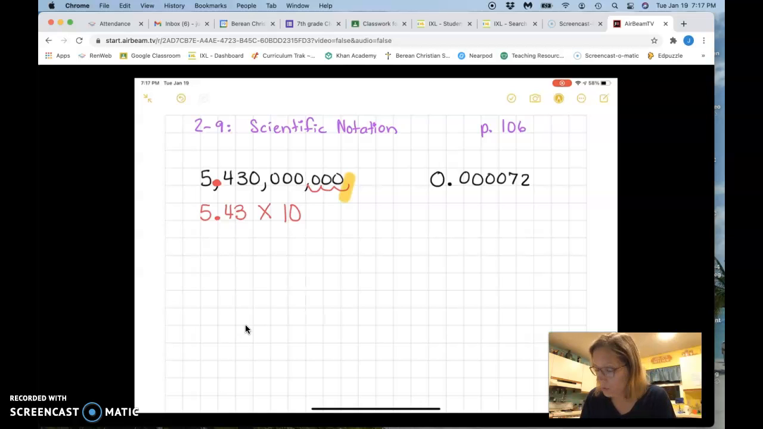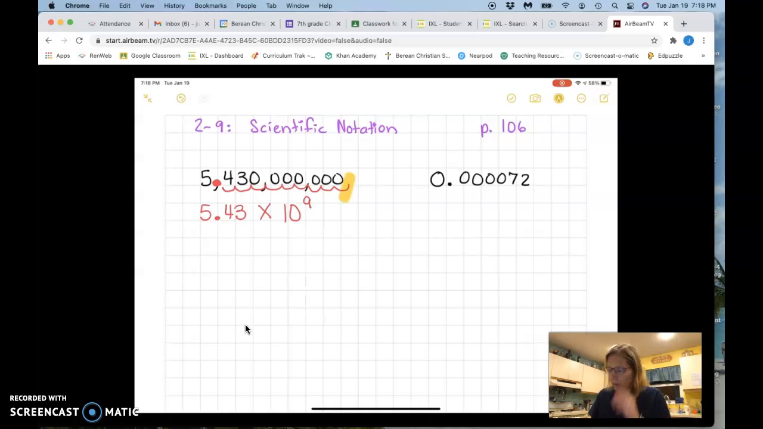Ignore the comma when you do this part. That was 3, 4, 5, 6, 7, 8, 9. So I had to move the decimal 9 places, so that means my exponent is going to be 9.